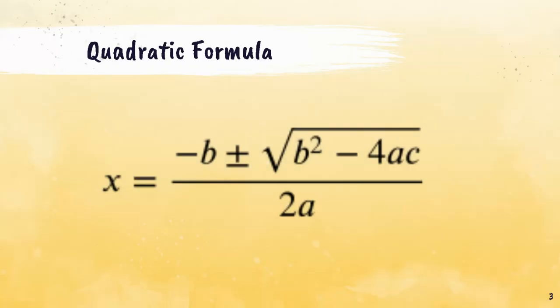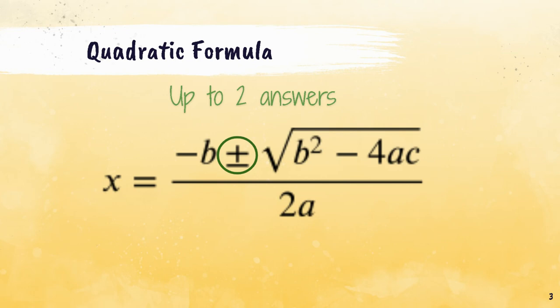It looks kind of complicated, so we're going to break it down into three pieces. First things first, notice that there's this plus minus in the middle. That means you're going to have up to two answers, one being the plus and one being the minus. We've kind of seen that before. However, it is possible not to have two answers, and I'm going to talk about that as we go through these slides.